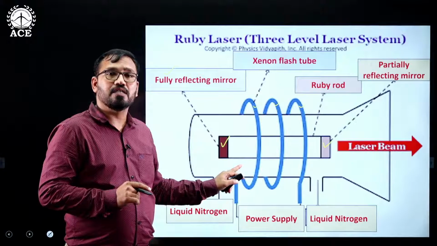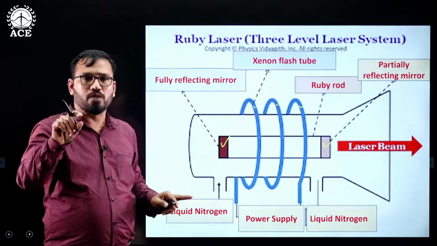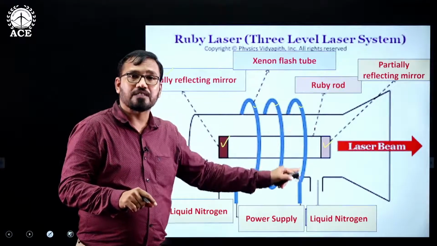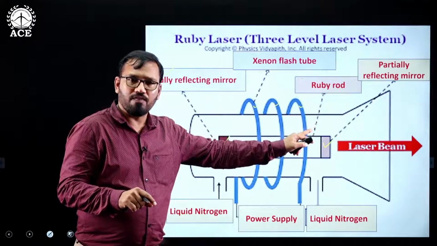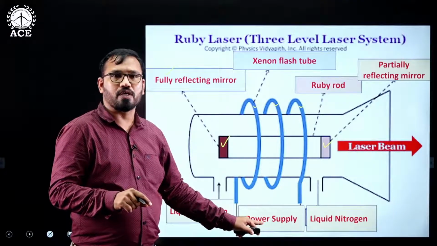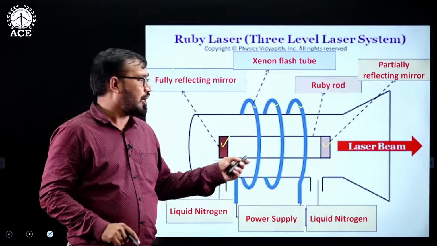Where do you place this ruby rod? You place this ruby rod in a quartz tube. Over the quartz tube, what are you having? An arrangement of helical flash lamp. That helical flash lamp is connected to a power supply. So this is the construction. How does the working happen?